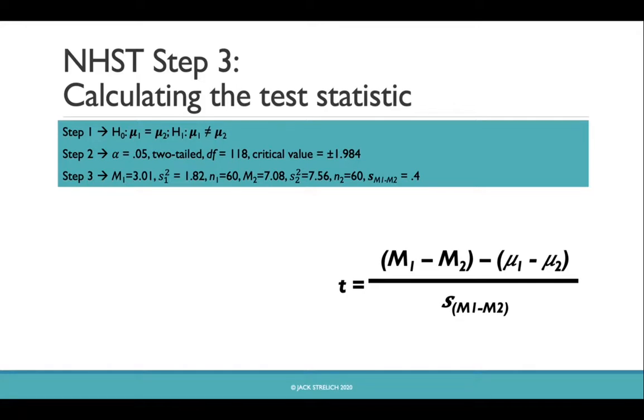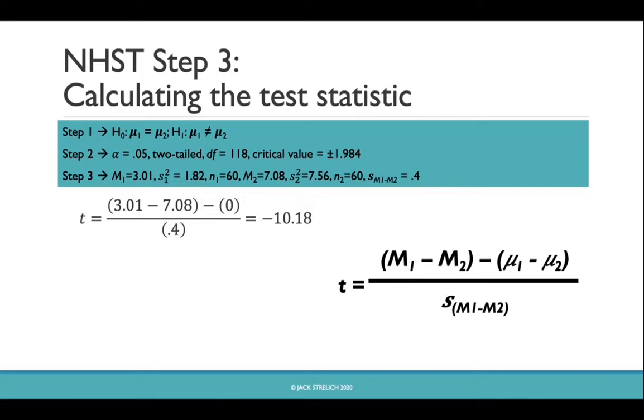So let's go ahead and calculate. We can plug in our sample means for sample 1 and sample 2 into that first set of parentheses, 3.01 minus 7.08. Notice that the second set of parentheses in the numerator, mu1 minus mu2, simplifies to 0, so we can effectively ignore it. And then we divide that entire thing by our standard error, which we found to be 0.4. We end up with a t-value of negative 10.18.